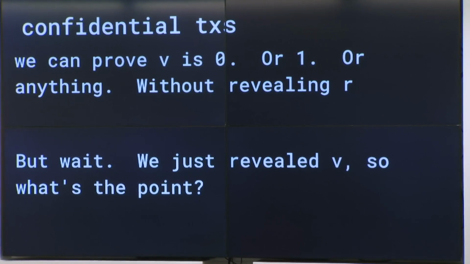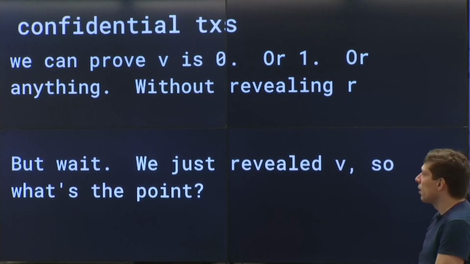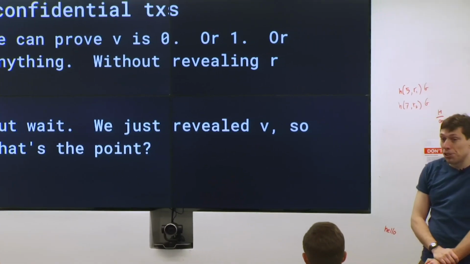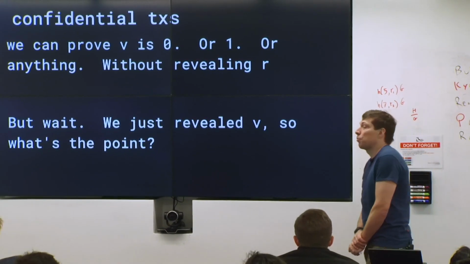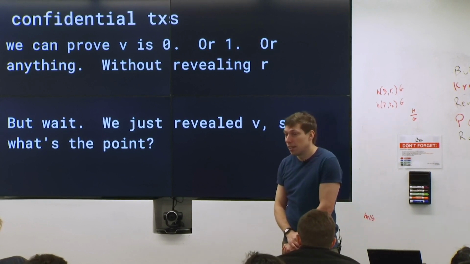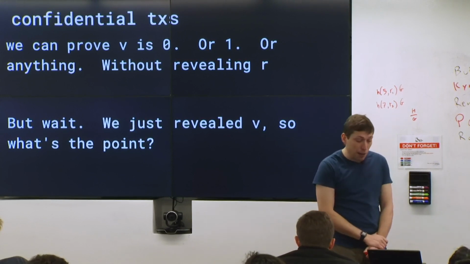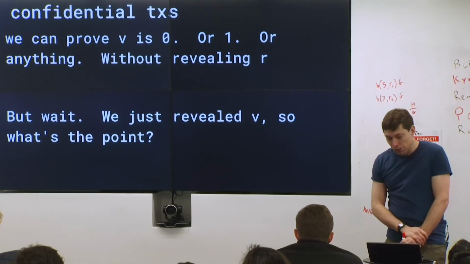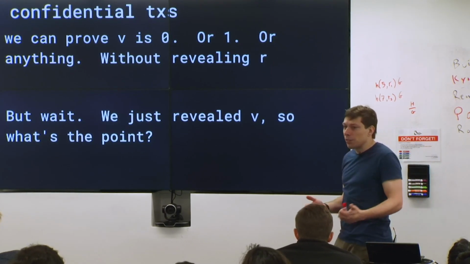We can prove that V is 0. Or we can prove that V is 1. Or really, we can prove that V is anything. Just subtract a whole bunch of h's, right? Say, hey, subtract 7,000h, and now I'll provide a signature, and that proves that V was 7,000. But wait, we just revealed V, so what's the point, right? Did that really get us anywhere?